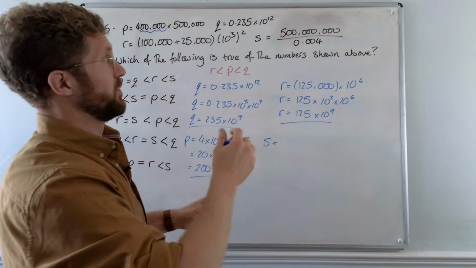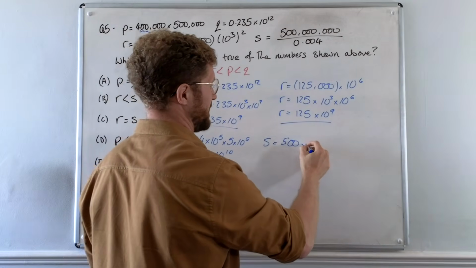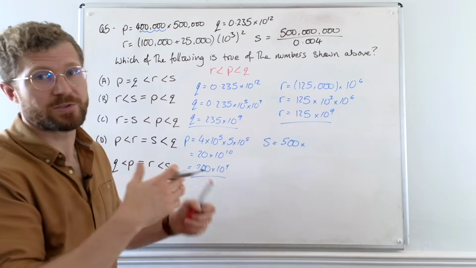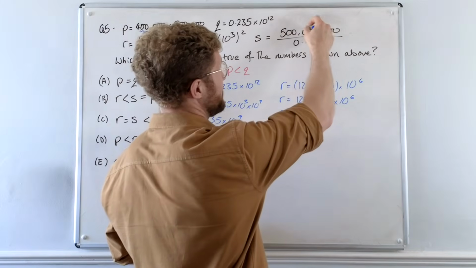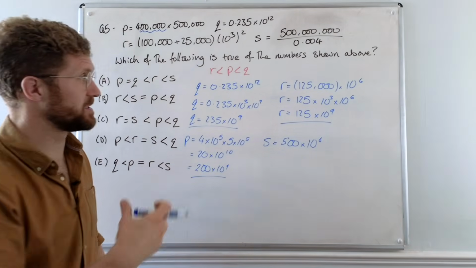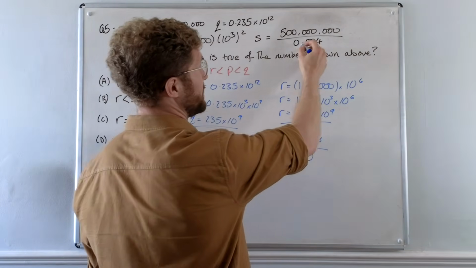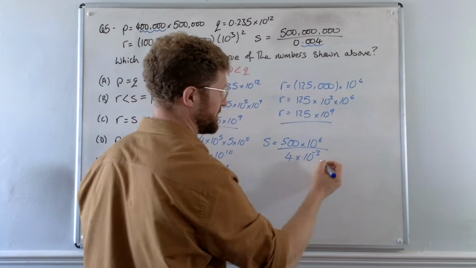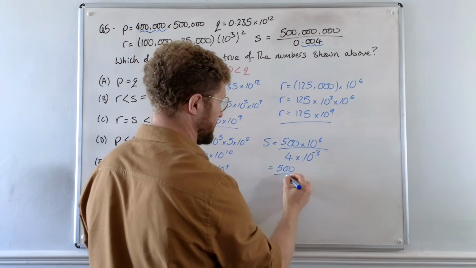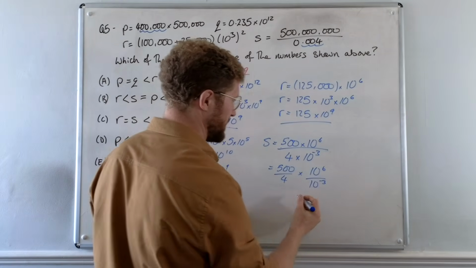Again, top line, 500 million. I'm going to call that 500 because we've been dealing with three-figure numbers in all of these. I've moved the decimal point 6 times, so that's 500 times 10 to the 6, which is the same as 500 million. I'm then dividing that by 4 times 10 to the minus 3. So I could split this up: 500 over 4, and 10 to the 6 divided by 10 to the negative 3.